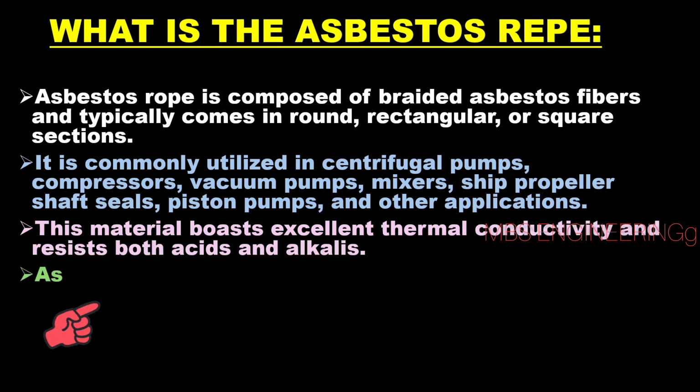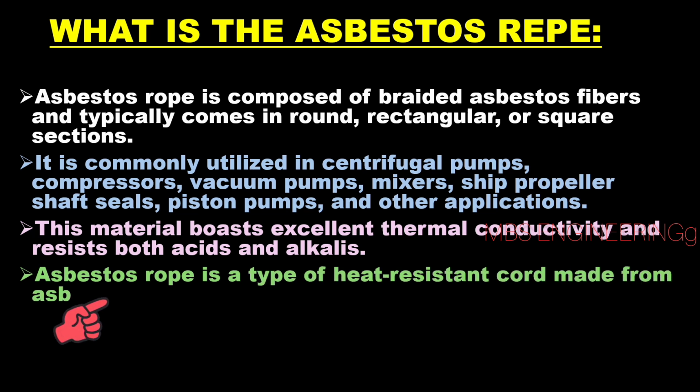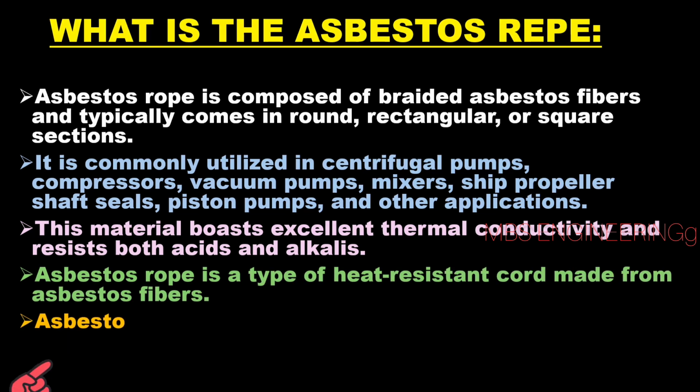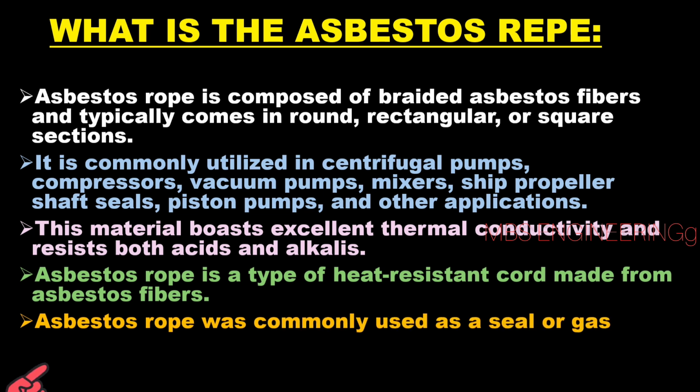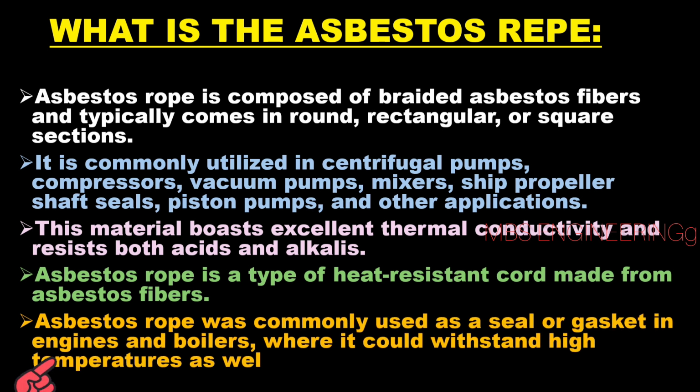Asbestos rope is a type of heat-resistant cord made from asbestos fibers. It was commonly used as a seal or gasket in engines and boilers, where it could withstand high temperatures as well as prevent leaks.